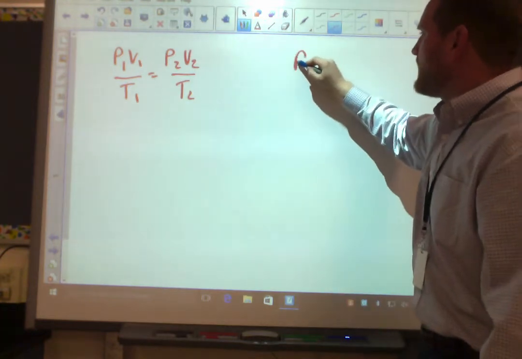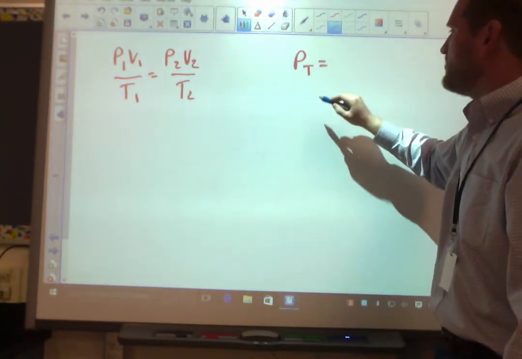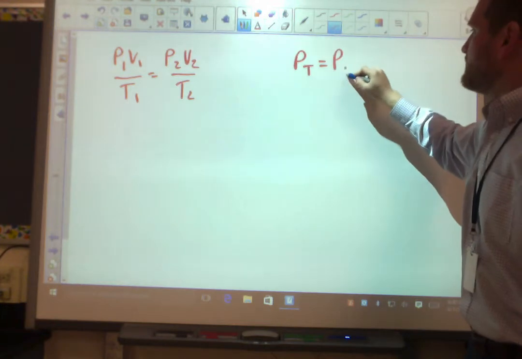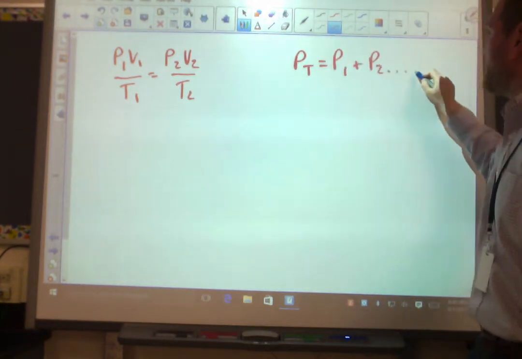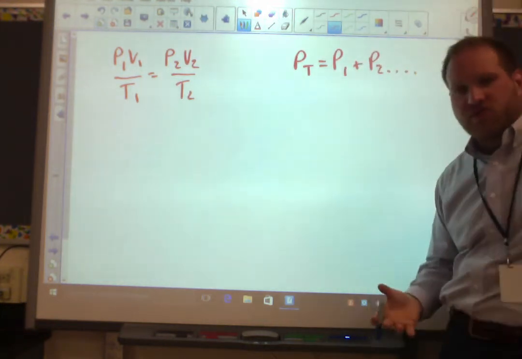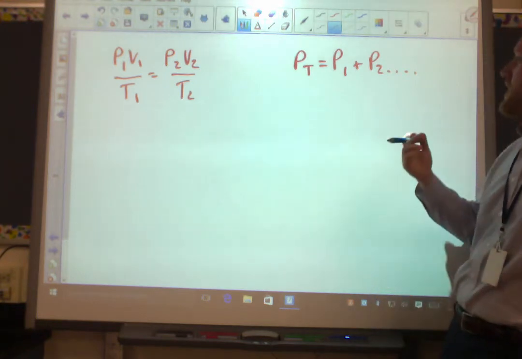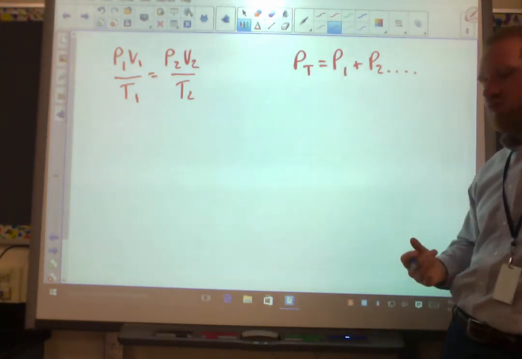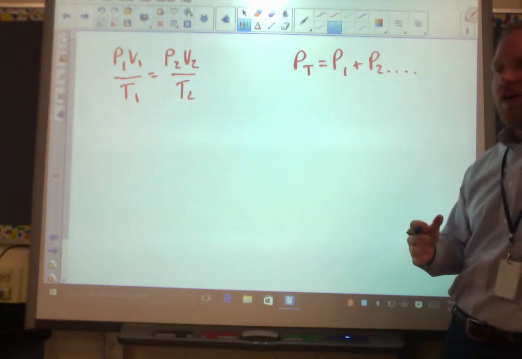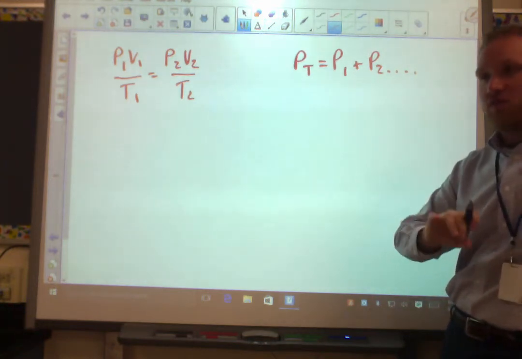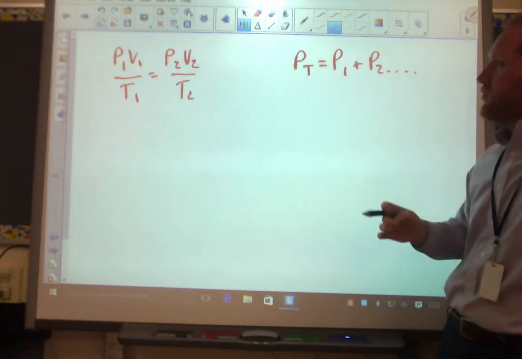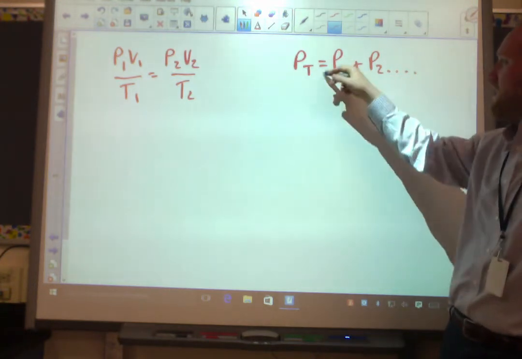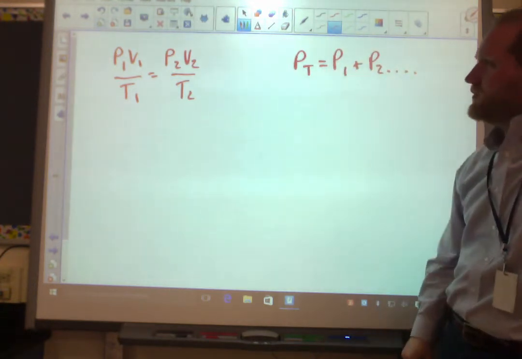And finally, you also can't forget Dalton's law of partial pressures. P total equals P1 plus P2, etc. That just means that the total pressure is the sum of all the partial pressures. And when you see something involving partial pressure or vapor pressure, or collecting a gas through water displacement or by bubbling it through water, a lot of times you're going to have to incorporate this Dalton's law in here.